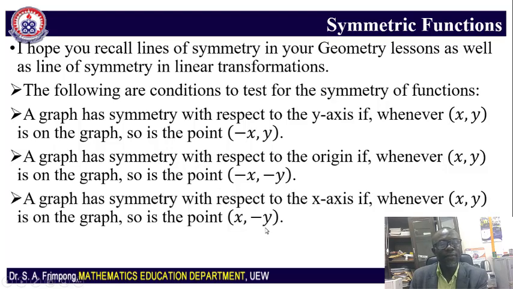So that means it is rotated about the origin, clockwise or anti-clockwise, 180 degrees. And the last, a graph has symmetry with respect to the x-axis if whenever (x, y) is on the graph, so is the point (x, -y). In other words, a reflection on the x-axis, (x, y) becomes (x, -y). So these were the three things that we know from our knowledge in linear transformation or geometry lessons.